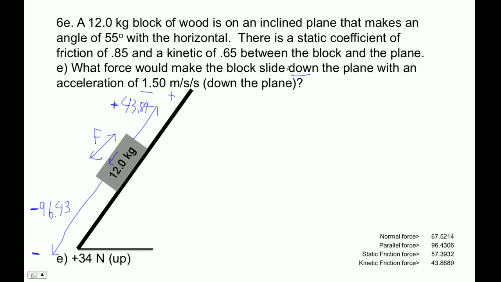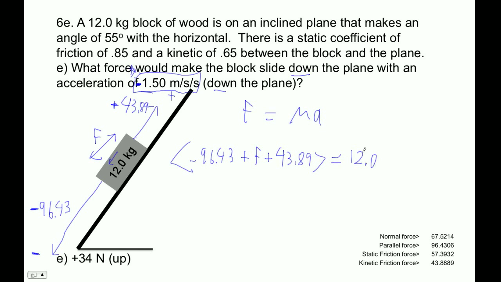And now we are accelerating, it says slide down the plane with an acceleration of that down the plane. So since that's down the plane, we have to make the acceleration negative, right? That's key there. We miss that where it's all over, right? So F equals ma. Okay, so our forces are negative 96.43 plus F, the unknown force, plus this guy is up the plane, right? 43.89. And those are all the forces. We got 3 forces. I'd love to write one that has like 4 forces. That would be like a high point of my career, but hasn't happened yet.